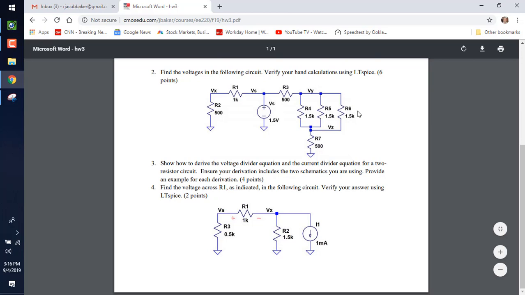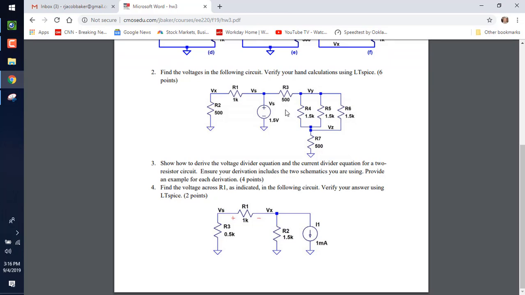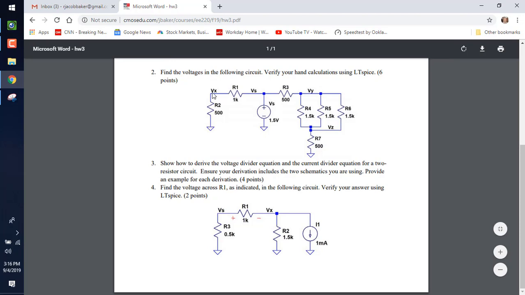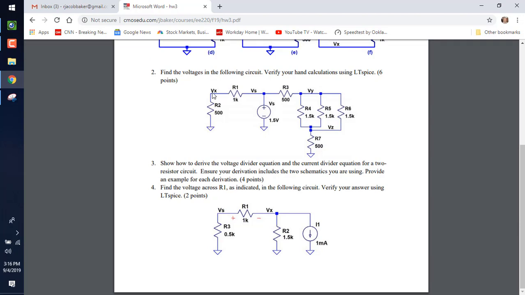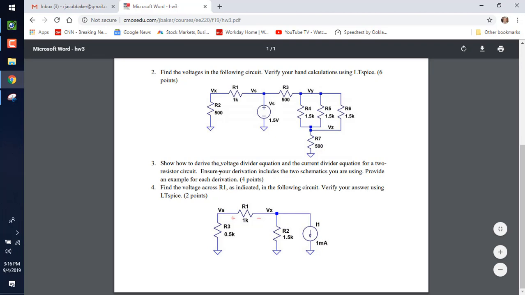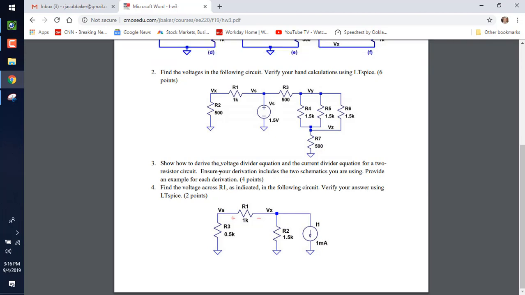Again, not trying to trick you. This is your homework, and you'll be able to go through it. What is the voltage Vx using the voltage divider? 500 millivolts. Got 1.5 times 500 divided by 1K plus 500. Again, not trying to trick you. And then this last one, show how to derive the voltage divider and the current divider. We just did that. I want you to know how to do it. I don't want you to just use the equations. I want you to know how to derive it. It's not hard, and you have it in the lectures. Okay? Everybody good?